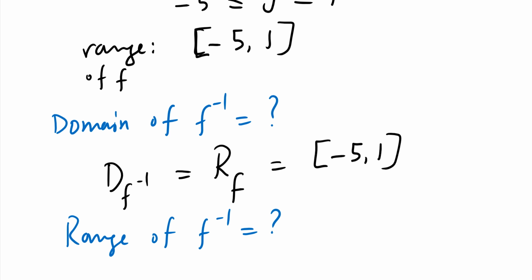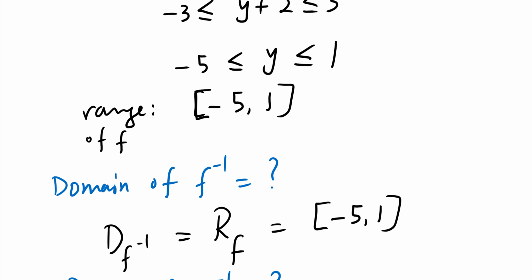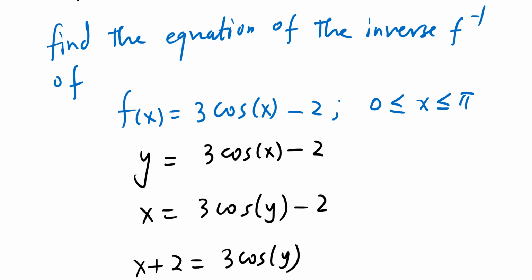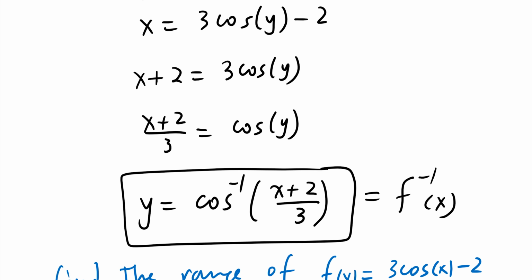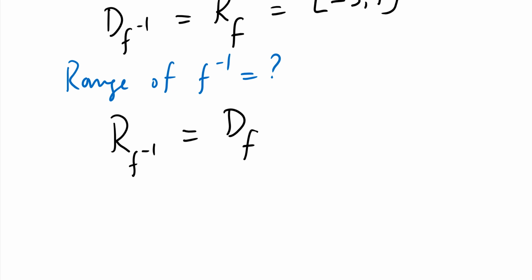What's the range of the inverse? Again, think about it this way. The range of the inverse is the domain of the function. But what is the domain of the function? We don't know what the domain is. Let's go back to the original problem. Oh, they give it to us, from 0 to pi. So the domain of the function is the range of the inverse, so that would be 0 to pi. So those are quick applications when we talk about functions and their inverses.